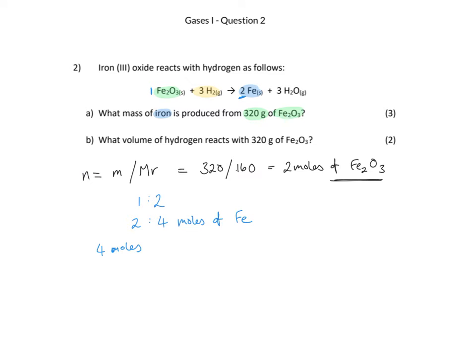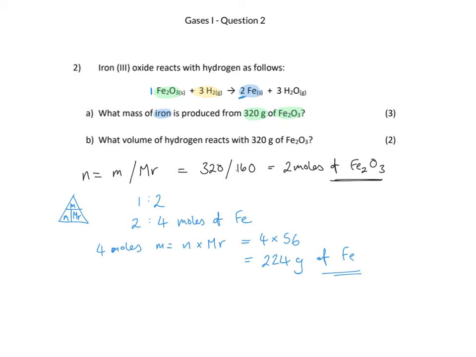What is the mass of 4 moles of iron? Well, using, just draw a triangle for reference, n equals m over Mr. Mass equals n times Mr, which equals 4, and I know the mass of iron is 56. And that equals 224 grams of Fe. Again, annotating it to keep myself clear. And that is the correct answer.